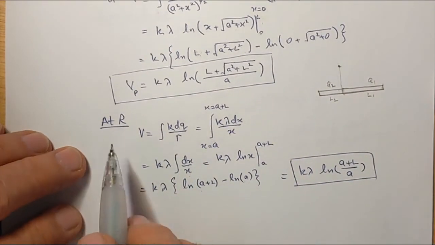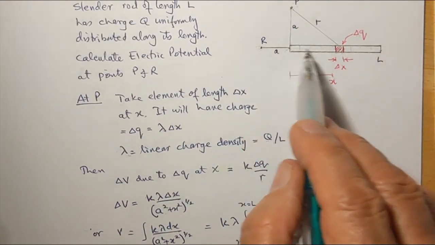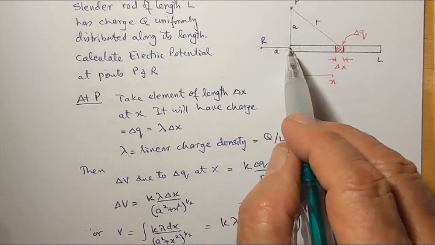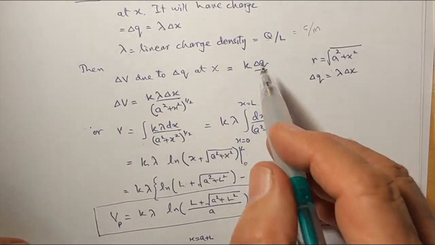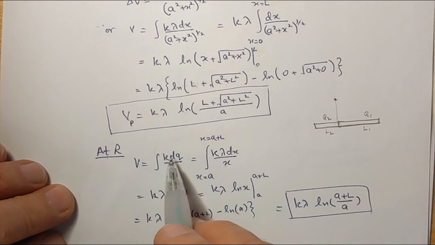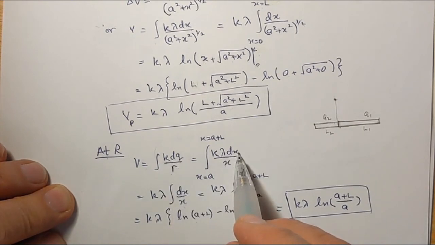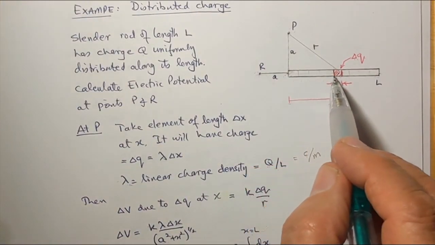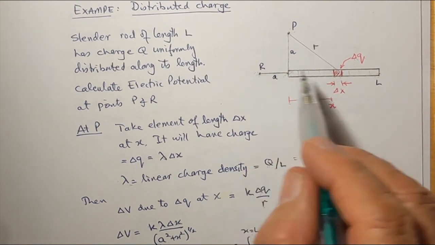Now let's find the electric potential at the point R, which is here along the axis of this rod. So this is the charged region, and we are at a distance a from it. So we have the same equation for a point charge. Sorry, the equation for the potential will be the integral of kq over r. The dq or delta q is lambda delta x, and r is the distance from here to any point, and we can take that as x.